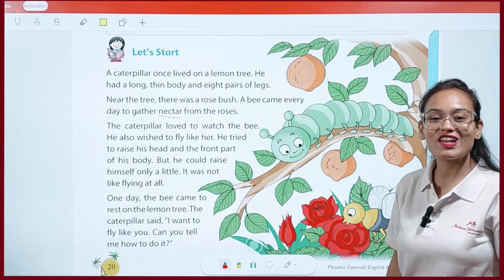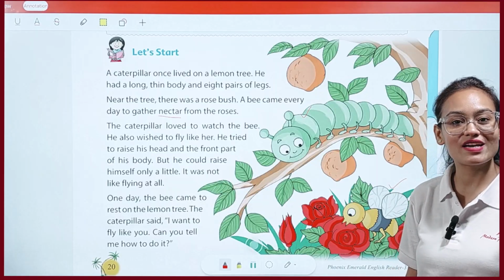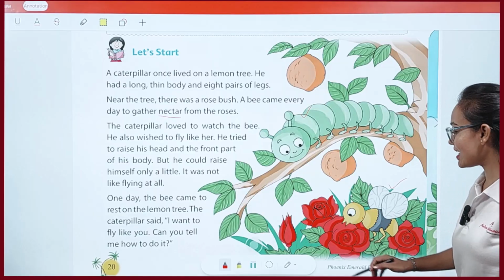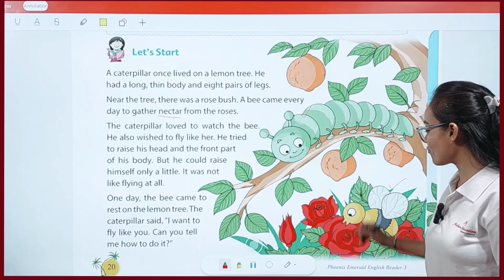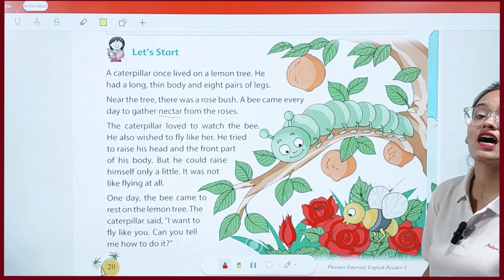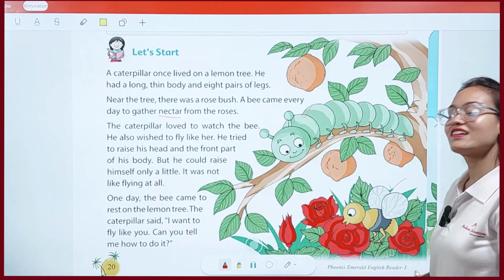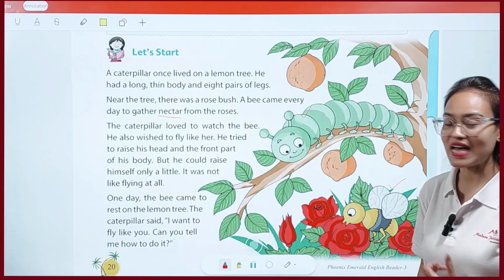You all love eating honey. So how is honey made? These honeybees collect sweet liquid from plants. So every day a bee came and collected sweet liquid from this rose plant.